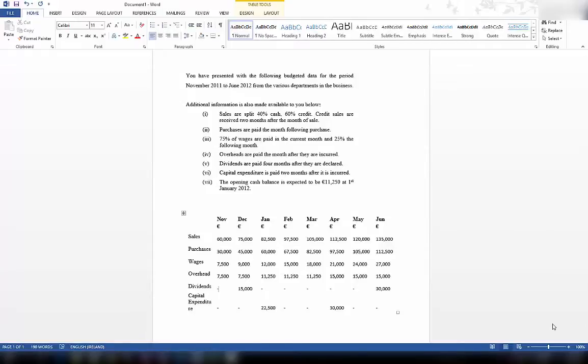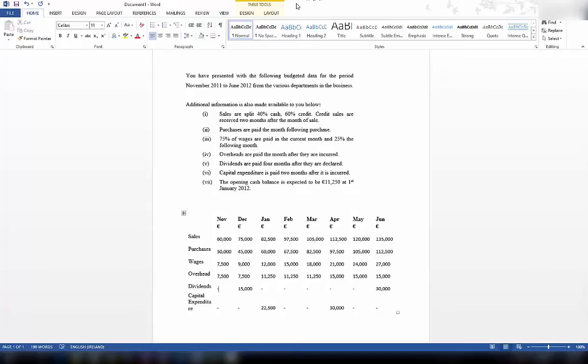Overheads are paid in the month after they're incurred. Dividends are paid 4 months after they're declared. Capital expenditure is paid 2 months after it is incurred. And we're told that the opening cash balance is expected to be 11,250 at the 1st of January 2012. In the question, we're given our sales data, purchases, wages, overhead, and capital expenditure from November until January.